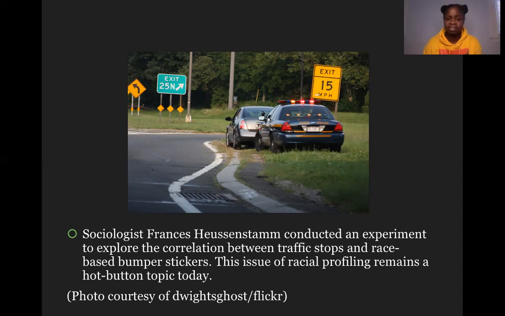Sociologist Francis H. conducted an experiment to explore the correlation, so the relation, the association between traffic stops and race-based bumper stickers. The issue of racial profiling remains a hot button topic today. How would you design a research project around that? Okay, what kind of research do you think Hosteen did? Out of all the types that we just went over, what kind would that fall under?